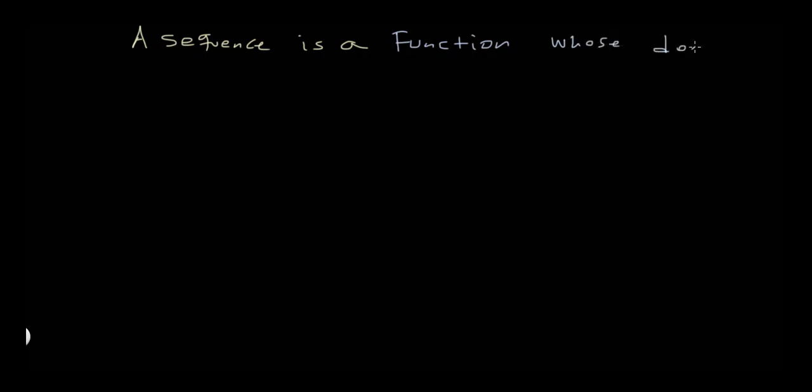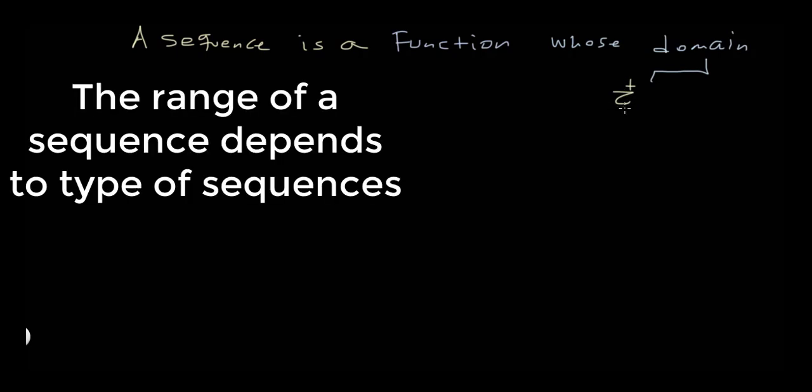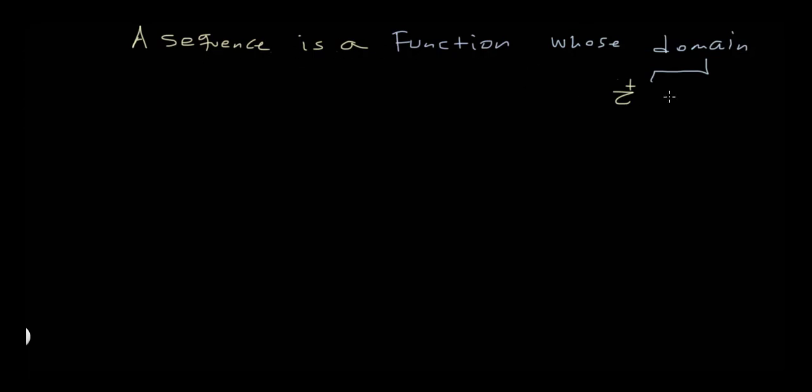Let's see the domain in two ways. Whose domain is positive integers if the sequence is an infinite sequence. If it is an infinite sequence, the domain will be the positive integers, which means you have 1, 2, 3, up to n and it just continues.